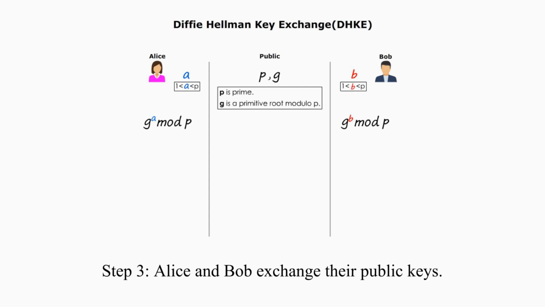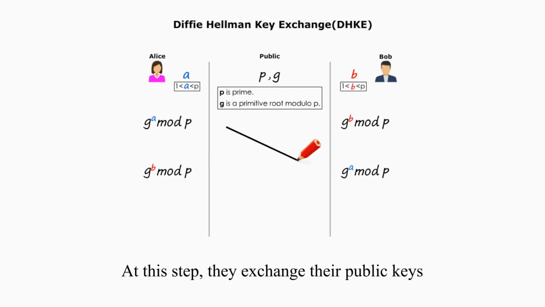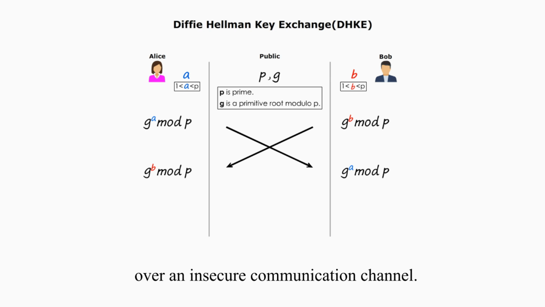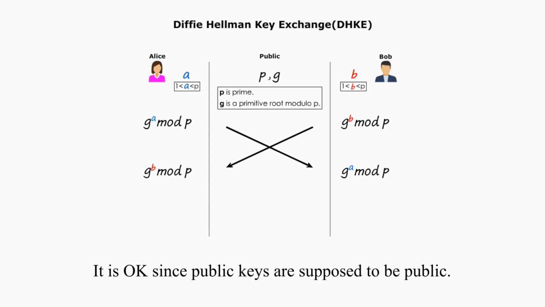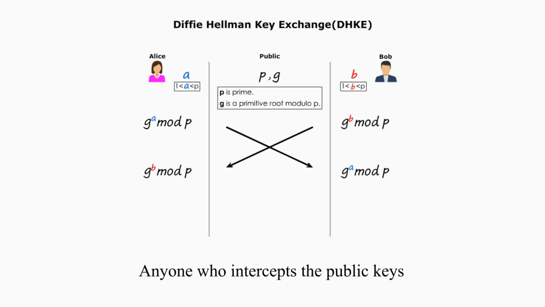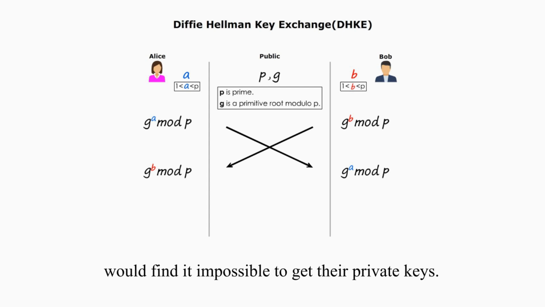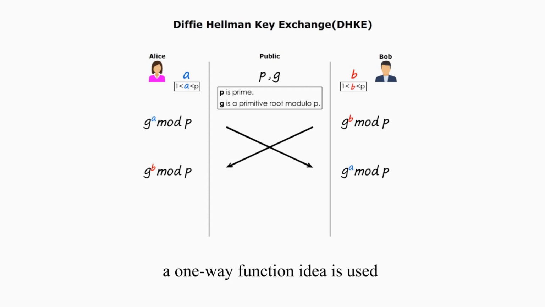Step 3. Alice and Bob exchange their public keys. At this step, they exchange their public keys over an insecure communication channel. It's okay since public keys are supposed to be public. Anyone who intercepts the public keys would find it impossible to get the private keys. Here, the one-way function idea is used.